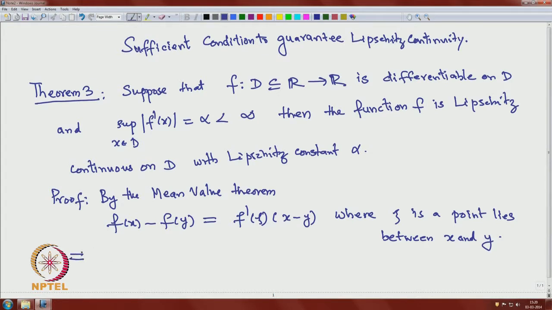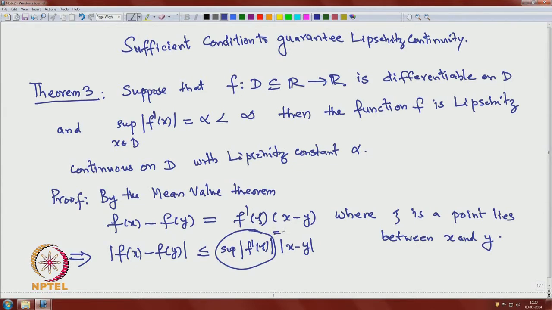So therefore, this implies that the absolute value of f(x) minus f(y) is less than or equal to sup of |f'(ψ)| into |x minus y|. And this quantity is our alpha. By hypothesis, this sup exists and is bounded by alpha. So, therefore, this is less than or equal to alpha times |x minus y| for all x, y in the domain D.